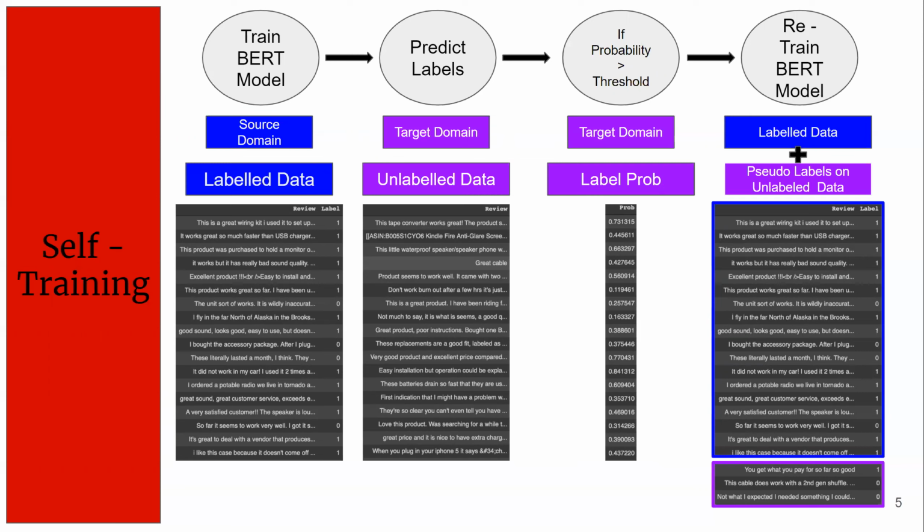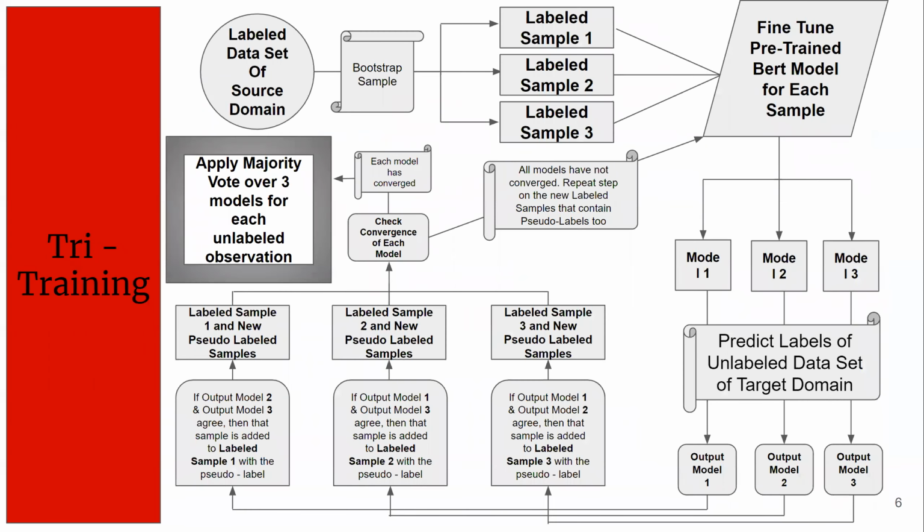So then you retrain your BERT model with labeled data and the pseudo labels on the unlabeled data, hoping it incorporates some of the new things that it learns. The second semi-supervised training method that we explore is tri-training. Tri-training starts with labeled data set of the source domain.